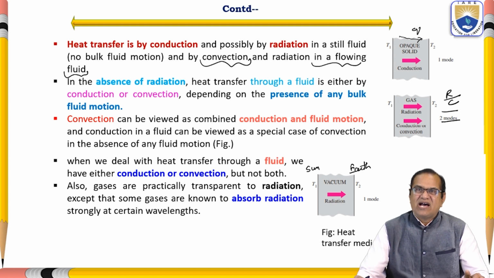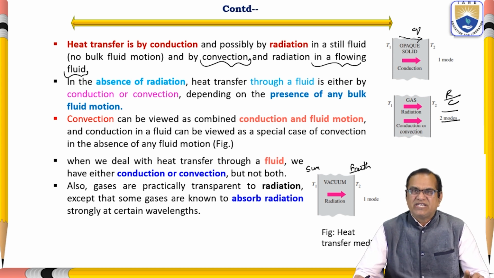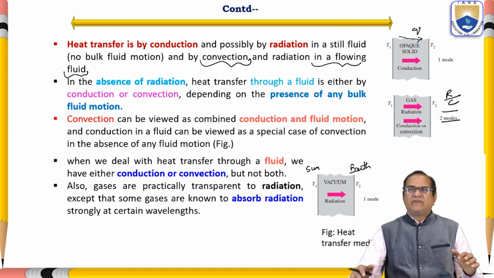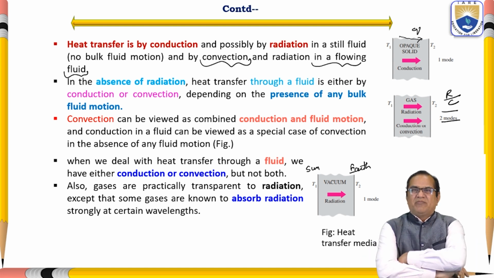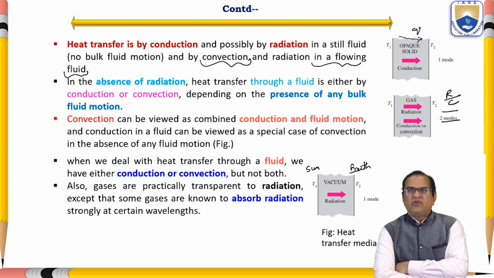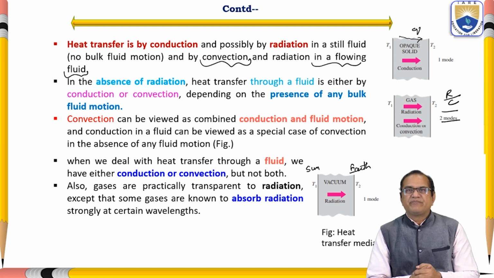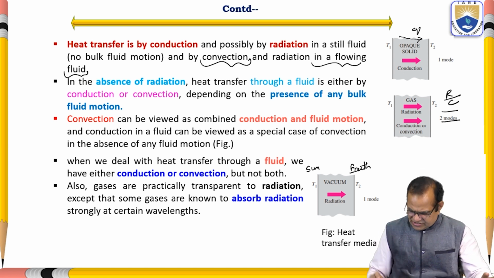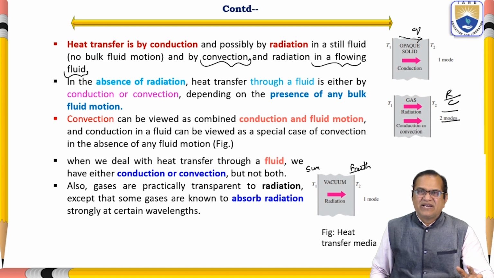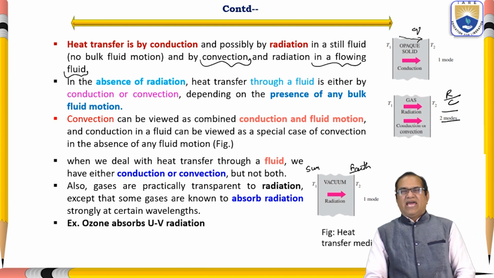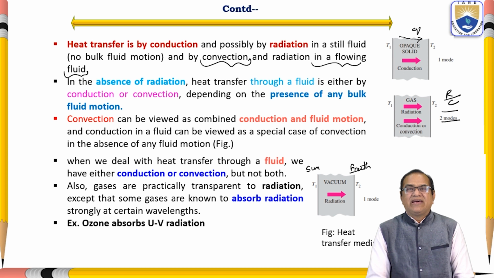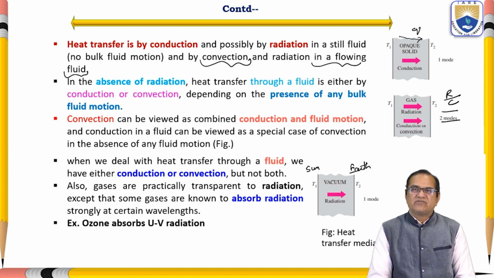Also, gases are practically transparent to radiation, except that some gases are known to absorb radiation strongly at certain wavelengths. So mostly gases are not affected by radiation, but a few gases are able to absorb radiation at a certain wavelength. Like ozone absorbs UV radiation. Ozone is the gas which absorbs UV radiation.